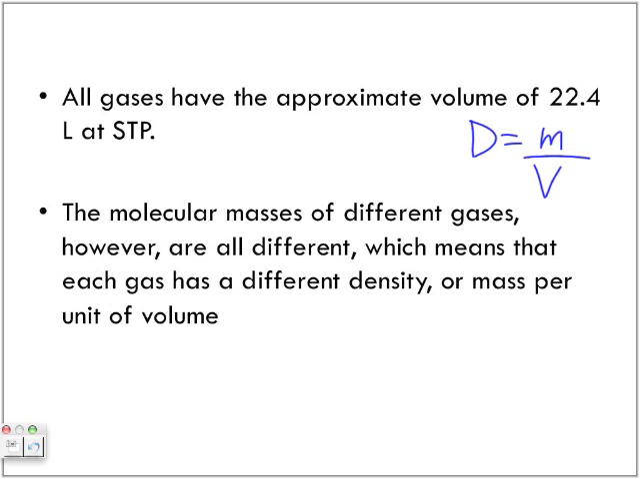We had a chart in the last lesson that went through 3 random gases. Even though they were all at the same pressure and same volume, 22.4 liters, the big difference was the density between all these gases. It's a very important property to know about gases.